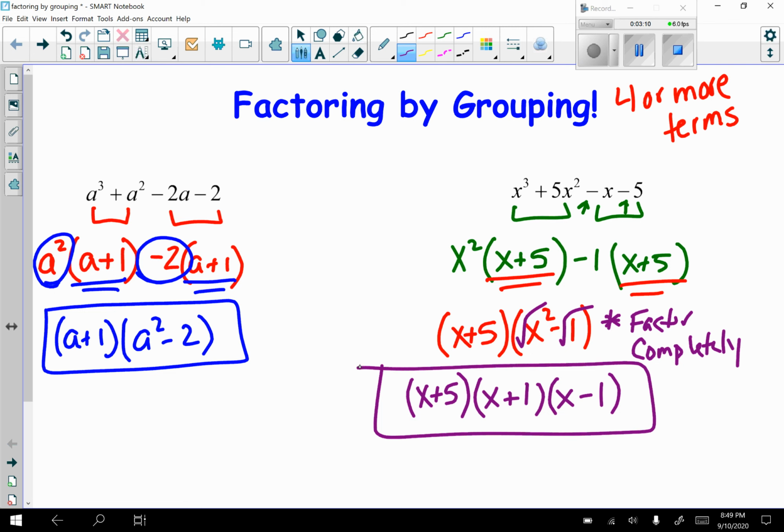So to factor by grouping, you're going to do GCF 2 at a time, 2 at a time. The matching parentheses comes to the front. The other 2 pieces, or what's left over, goes to the next parentheses. And we use this method whenever we have 4 or more terms.